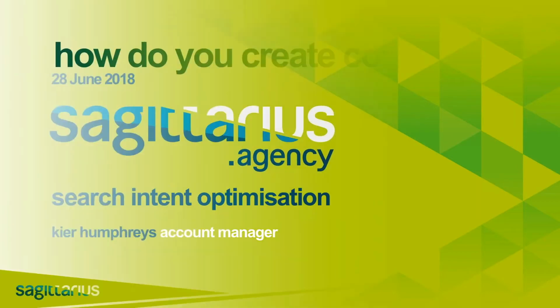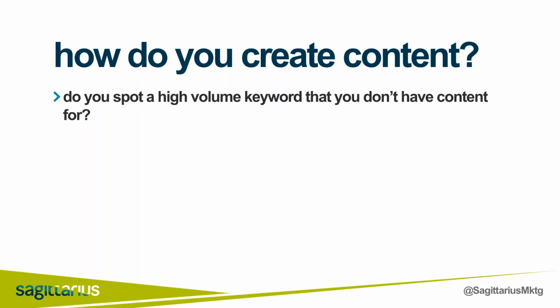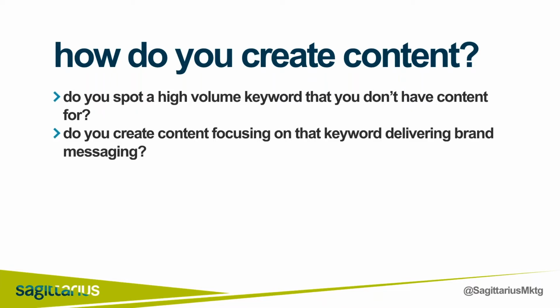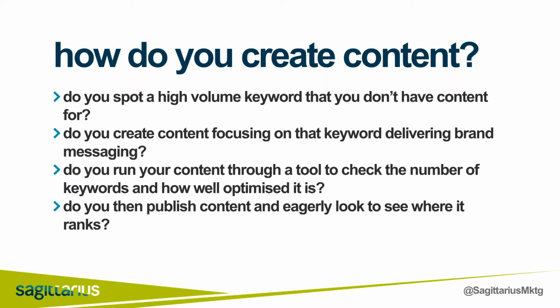Right, so without further ado, we're looking at search intent today. I'm going to ask you a question first of all, and that is, how do you create content? So at the moment, do you spot a high volume keyword that perhaps you don't have content for that you think could be an opportunity? Do you then start creating content, focusing on that keyword, delivering brand messaging perhaps? Do you go on to run that content through a tool, check how many keywords there are in the content and how well optimized it is for those keywords? And do you then publish that content and eagerly look to see where it ranks?